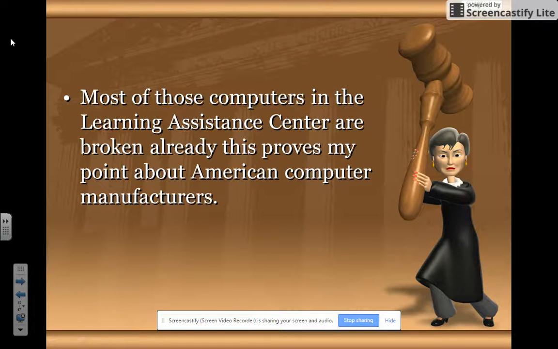These are sentences. Most of the computers in the Learning Assistance Center are already broken. This proves my point about American computer manufacturers. This is a red flag here because it goes on for quite a while, so we need to ask ourselves, is it on one thought? No, it's not. We have two different thoughts here. We have one thought saying that most of the computers are already broken. Then we have another thought talking about why American computer manufacturing companies are no good. Okay, so we put a period after already, and then we begin a new sentence with this.